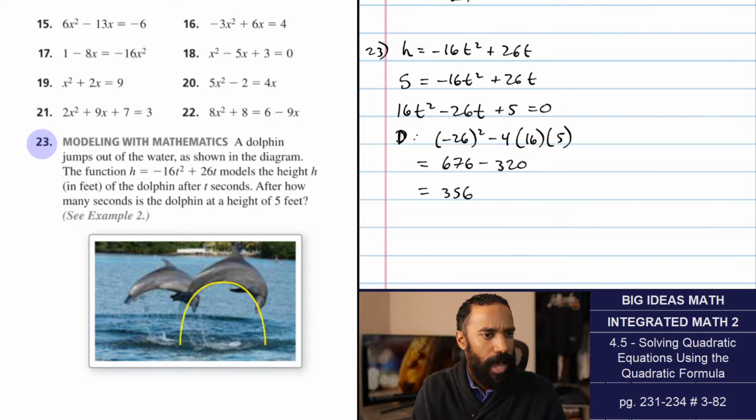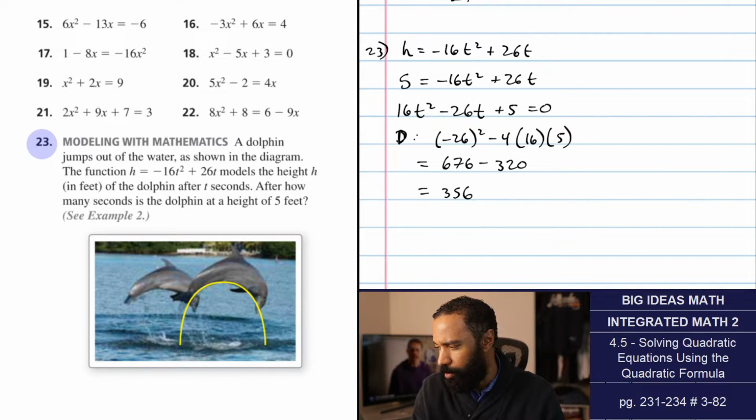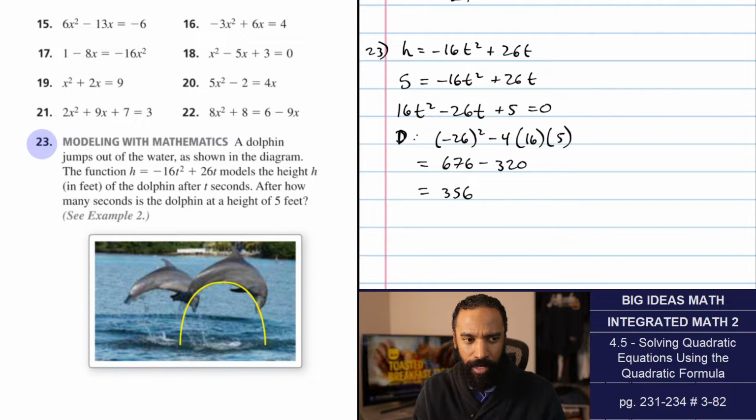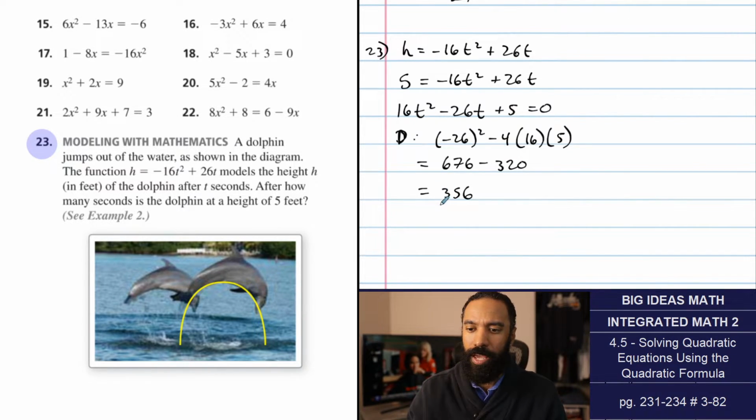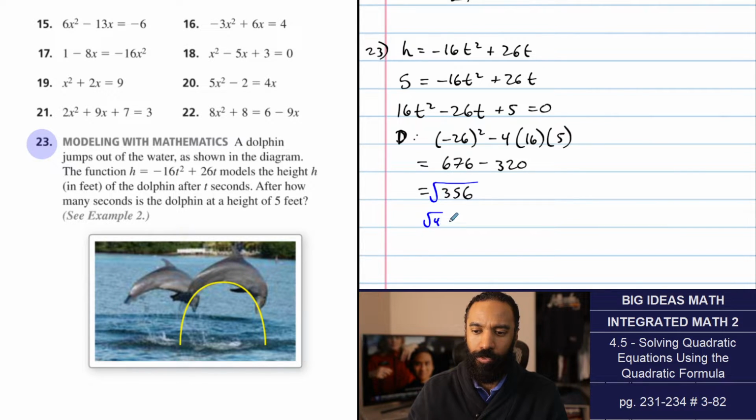356, I don't know what it can divide by though either. Can't divide by 9. Can't divide by 16. Well, let's first divide it by 4. It can divide by 4, and you get 89. 89, I think, is a prime number as well. So square root of 356, y'all, is root 4 times root 89, which is 2 root 89.